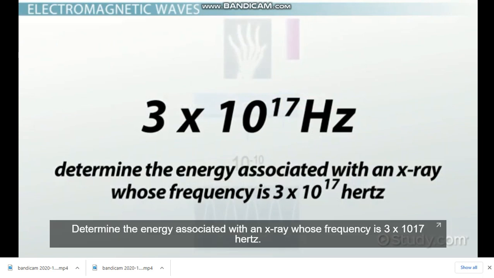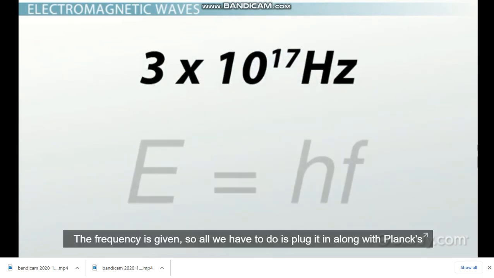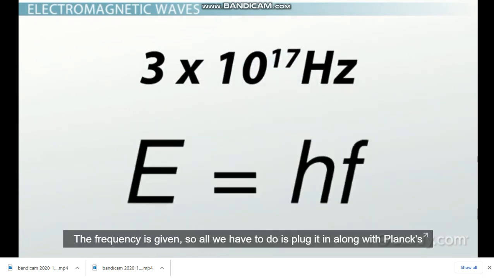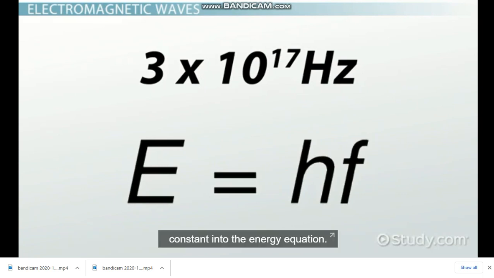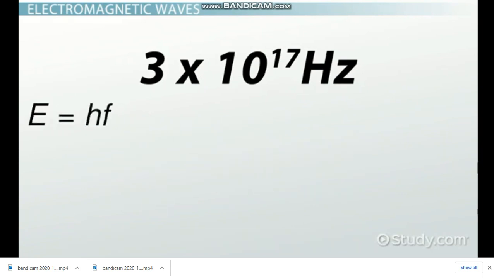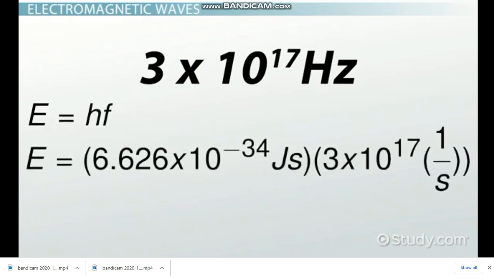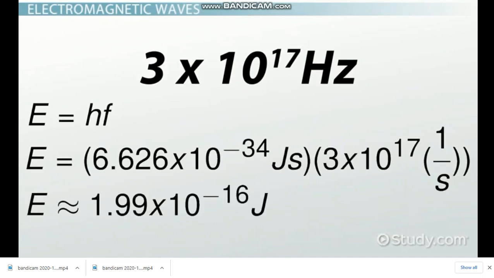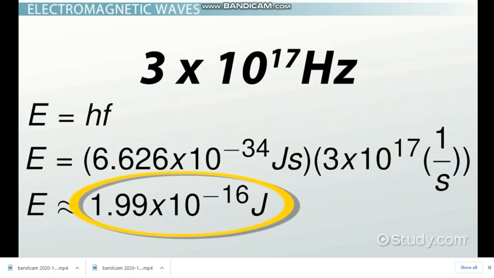Determine the energy associated with an X-ray whose frequency is 3 times 10 to the 17 hertz. The frequency is given, so all we have to do is plug it in along with Planck's constant into the energy equation. E equals HF. E equals 6.626 times 10 to the negative 34 Js times 3 times 10 to the 17th times 1 over S. E approximately equals 1.99 times 10 to the negative 16 J.